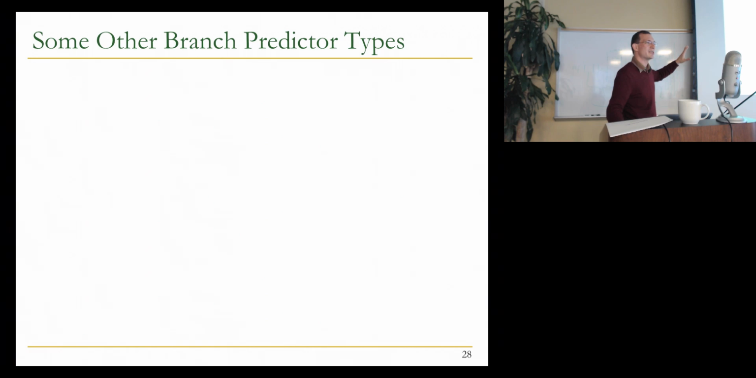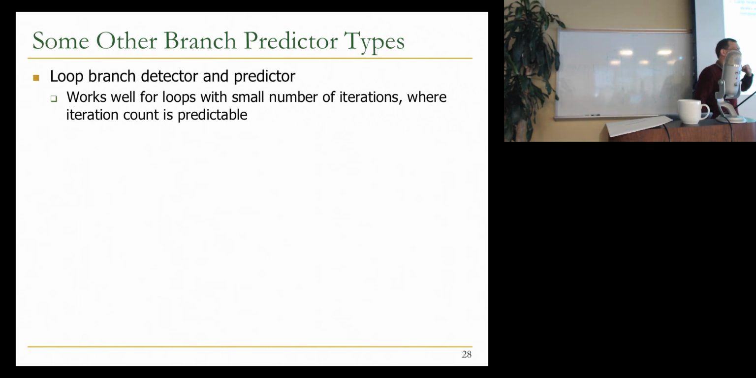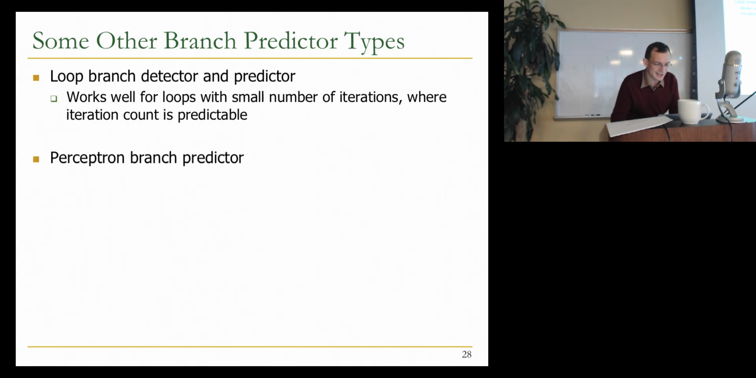Actually, this is a very interesting field, and this is a very hard problem to solve. People have developed many other things, like the loop branch detector and predictor. This works well for loops with a small number of iterations where the iteration count is predictable. You can just filter that out. You can figure out what's a loop, and this is where the compiler could help. Although existing processors have loop predictors that detect the loops and predict them. I'm not going to go into how that is designed.